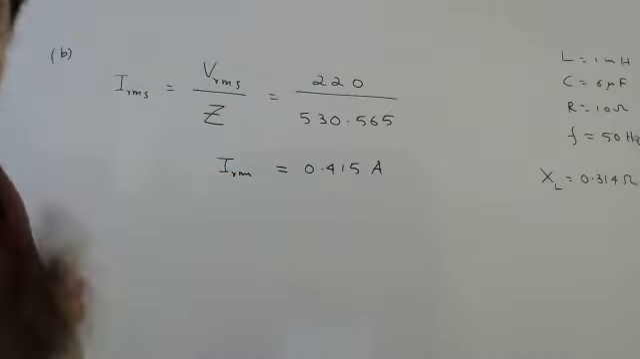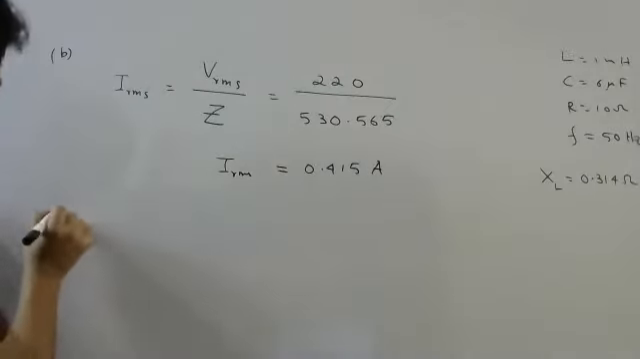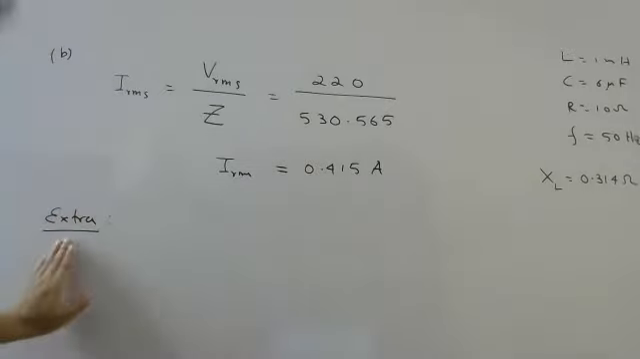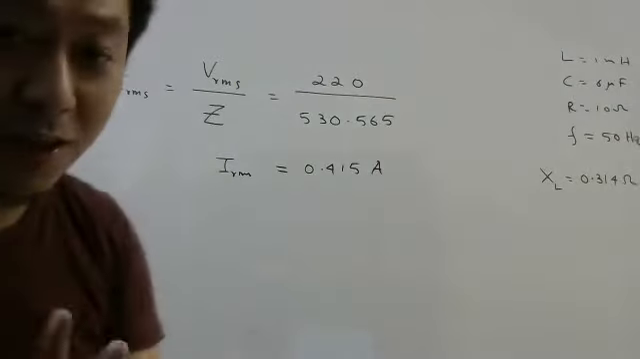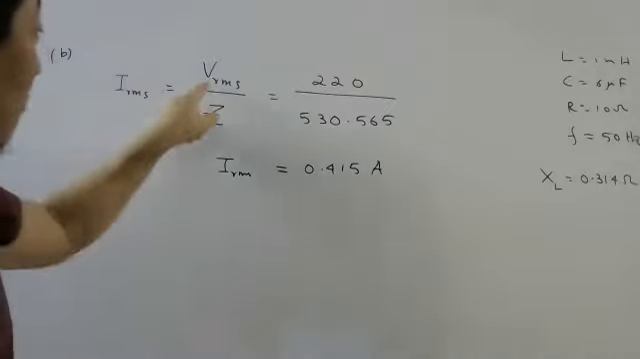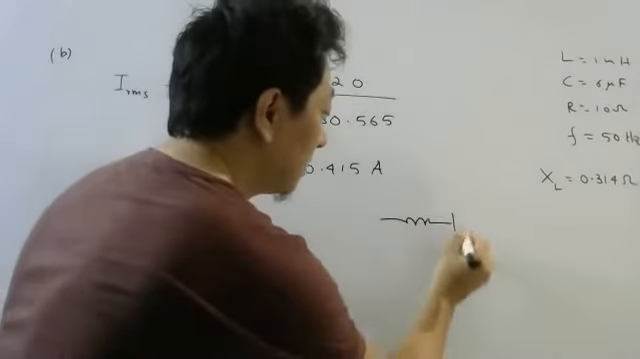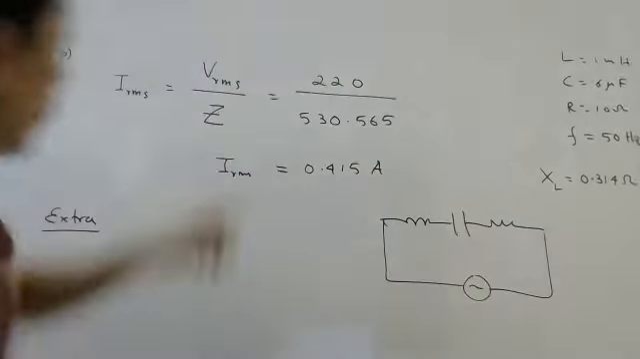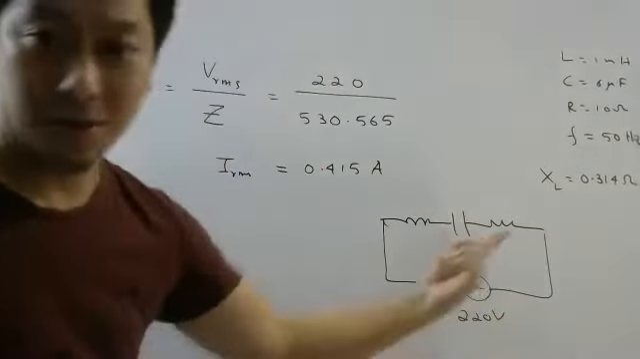I think I forgot to tell you a few things. After this, they can ask you some other extra things, which I did not mention in the first question. Try to understand: this is the current in the circuit, and this voltage is the applied voltage. Let me remind you, this is your LCR. The voltage 220 is the voltage applied by the source.